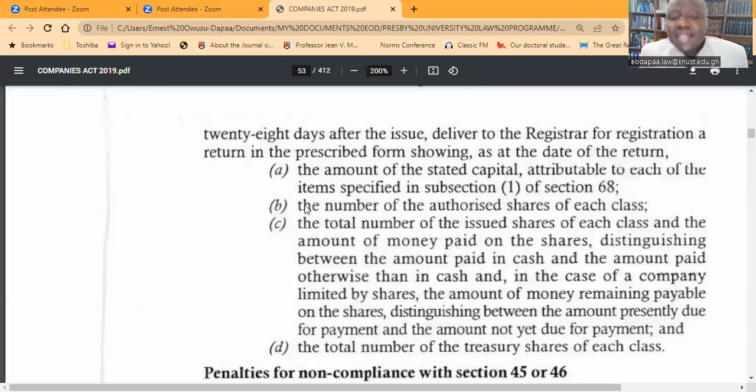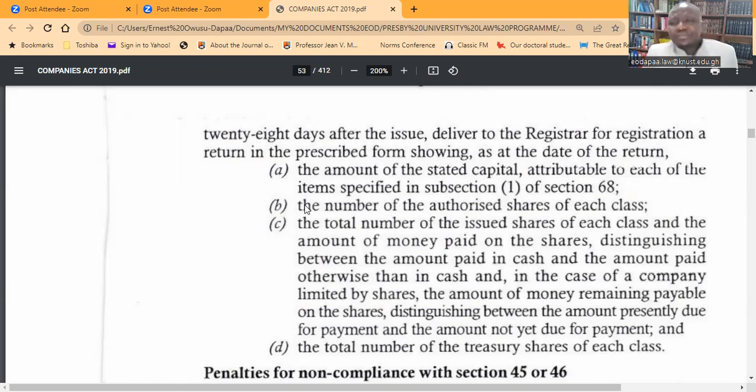Good. The fourth item of information which needs to be stated in the return of issues is what we have in 45D: the total number of the treasury shares of each class. If we talk about the treasury shares, we will come and discuss what we call preference shares and so on later. So treasury shares refer to shares which were issued by the company at some point in time, but for some reasons, they have returned to the company. The typical case is where you have redemption of redeemable preference shares, or maybe where you have a forfeiture.